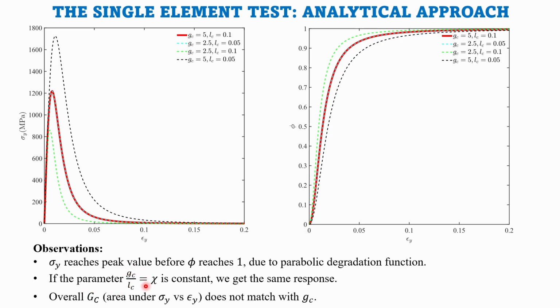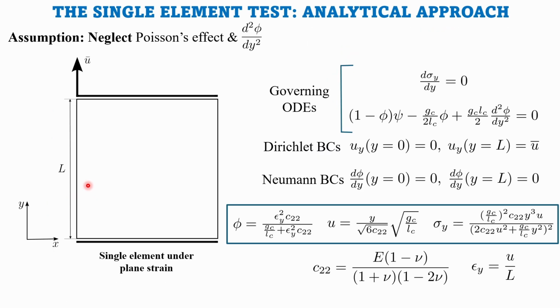Next, this is the main observation. If the parameter GC by LC, we name it as chi, is constant, we get the same response. So essentially we are decreasing or changing them in the same proportion, right? So this ratio GC by LC is constant, and we name this constant as chi. When chi is the same, we get the same response. That is why in this expression, you could see we have clubbed GC by LC as a single term. And this term is really important.